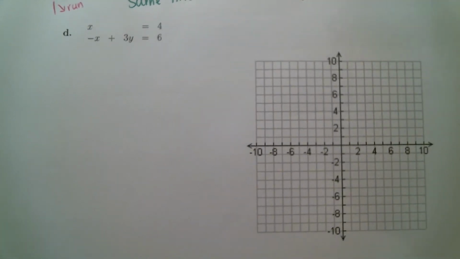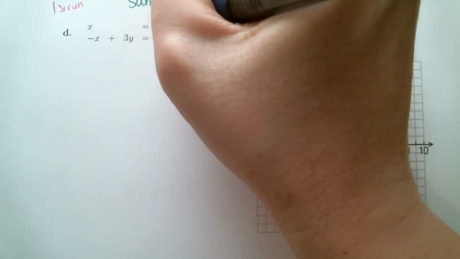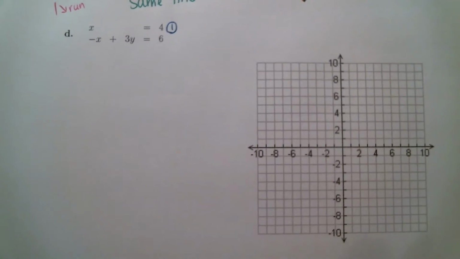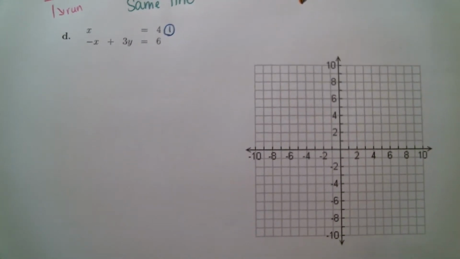In our last graphical example, example 2D, our system is x equals 4 and negative x plus 3y is equal to 6. So we're going to again solve this by the graphical method. Our first equation is x equals 4. Notice there is no y.